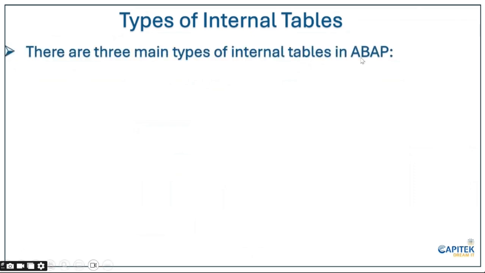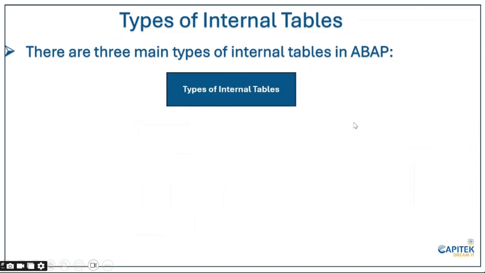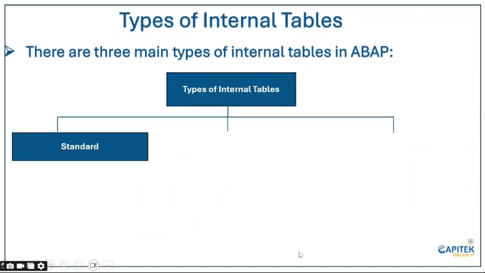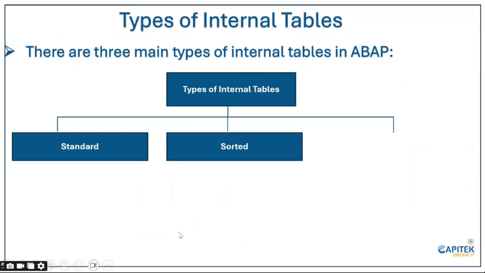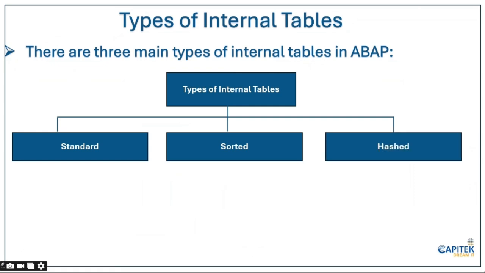Okay, now coming to the types of internal tables. As I told you, there are different types of internal tables. There are three main types of internal tables in ABAP. One is the standard internal table. The second one is the sorted internal table. And the third one is the hashed internal table.